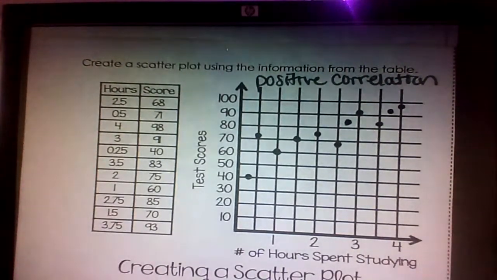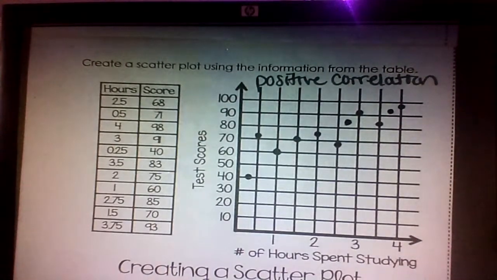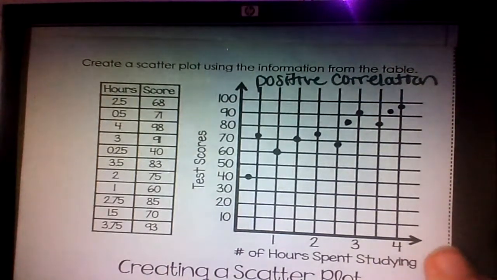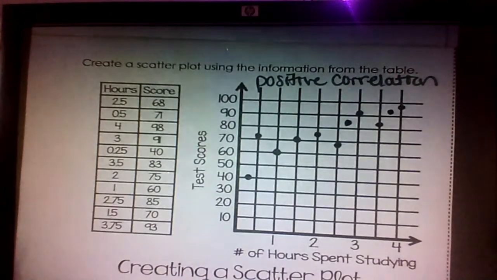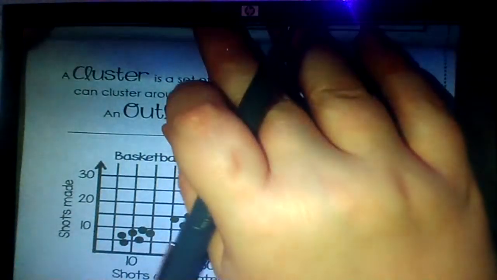Next slide. TJ says next slide. He already knows. And guess what, Seth? On the next page, we're going to talk about positive and negative and no correlation. The first one is positive, the second one is negative, and the third one is no correlation.